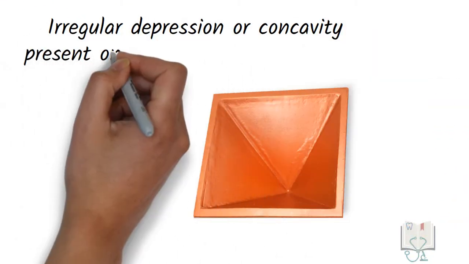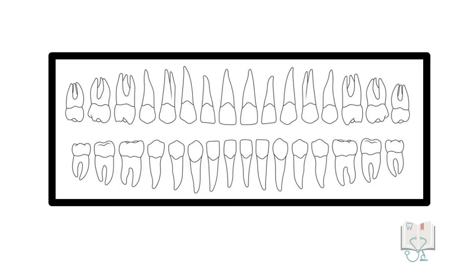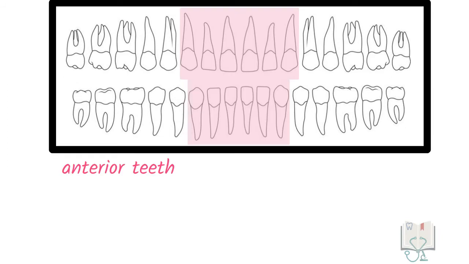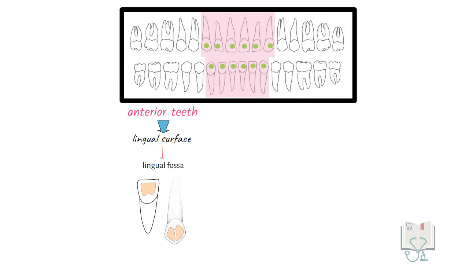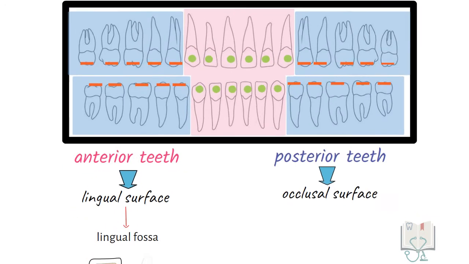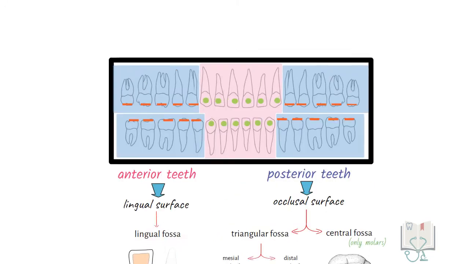Fossa. Fossa is an irregular depression or concavity on the surface of the crown. They are present on all teeth and are named according to their location. In anterior teeth, they are present on the lingual surface and are called lingual fossa. In posterior teeth, they are on the occlusal surface and are called triangular fossa or central fossa.